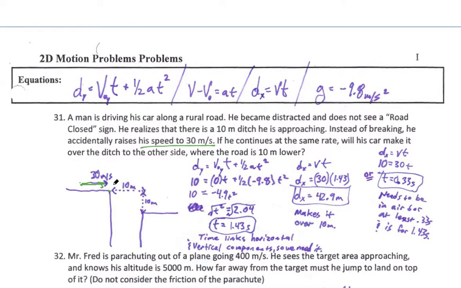So that's his initial x velocity, right? We may even want to say v initial x or v naught x equals this 30 meters per second. His initial vy going down is 0 meters per second because he's not going down at first. It's not until he's off the cliff that he is. All right, so he raises up to that 30 meters per second. If he continues at the same rate, which of course he would, will his car make it over the ditch to the other side where it's 10 meters lower?